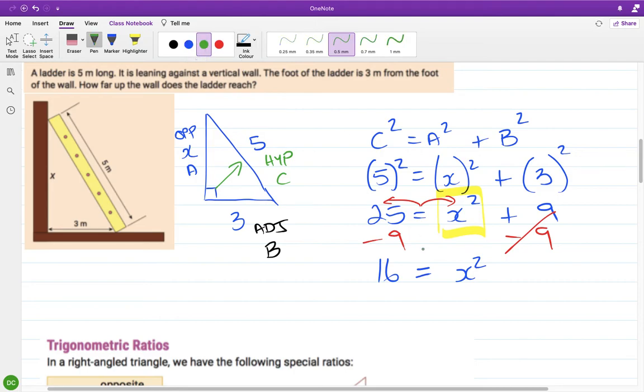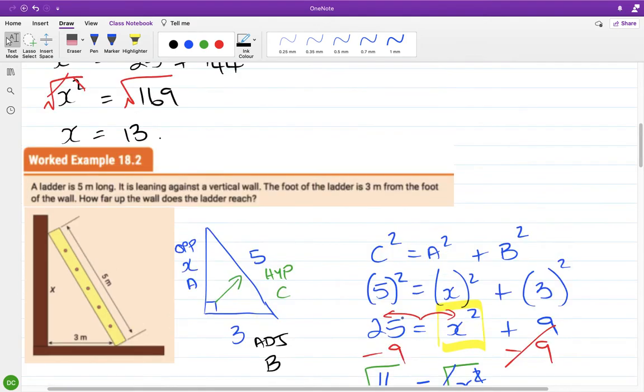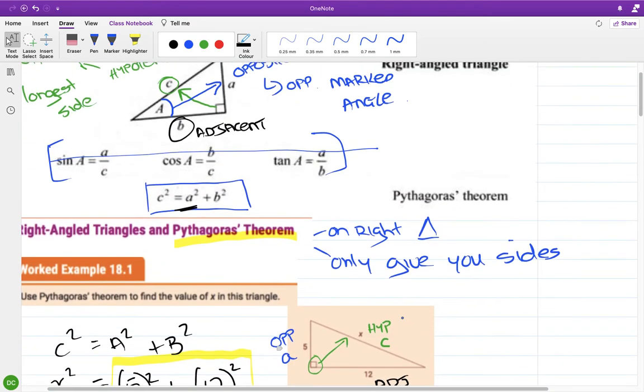And then I want to get rid of my square, so I do that with a square root and a square root. So I get x equals 4. Now I've been given units on this one, so I should acknowledge that and don't just say 4, say 4 meters. So how far up the wall does the ladder reach? It reaches up 4 meters. Alright, so that's Pythagoras, okay?